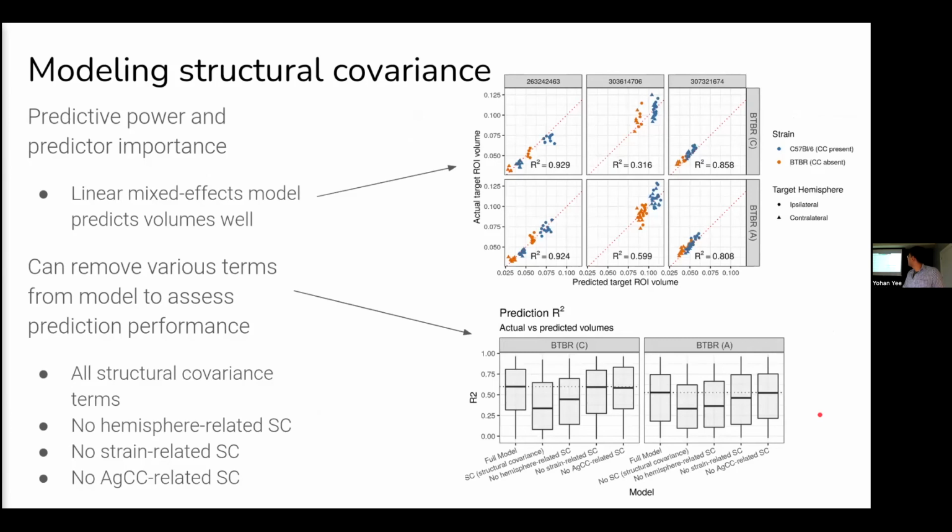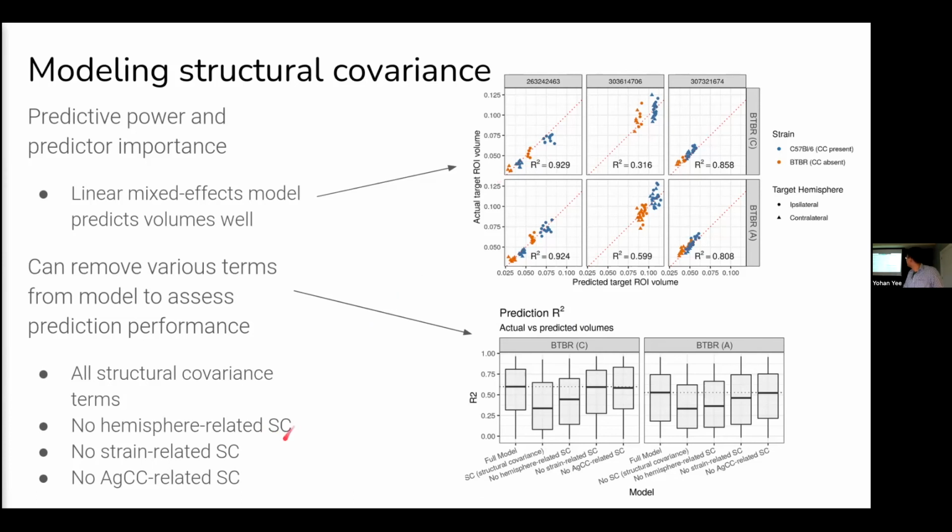When you look at how well this model does on the test data sets, we find that the model actually does really well. For 3 different structures that span in overall size, we find that across the 2 different data sets, the structure volumes are predicted very well using our model. But when you start taking out terms from the model that I mentioned, this prediction goes down. So if you take out terms related to structural covariance, it turns out that you just can't really predict the overall target volume here very well.